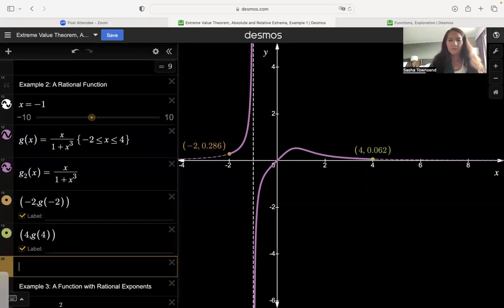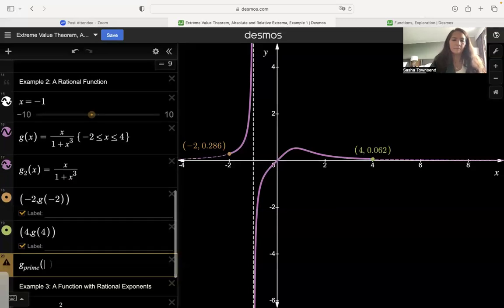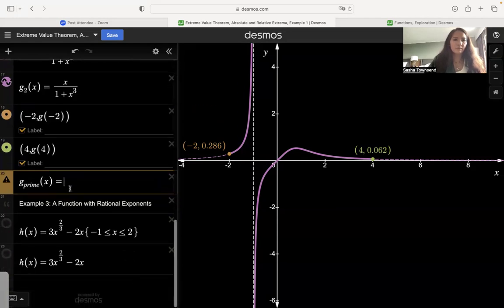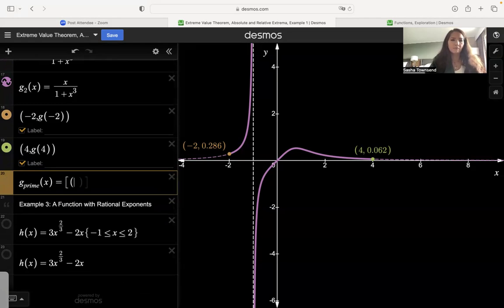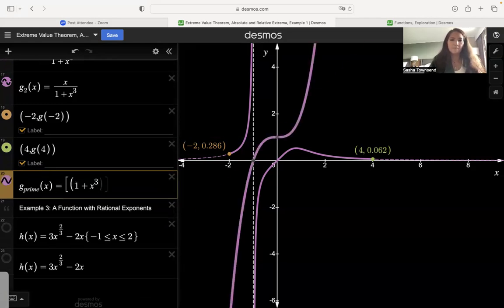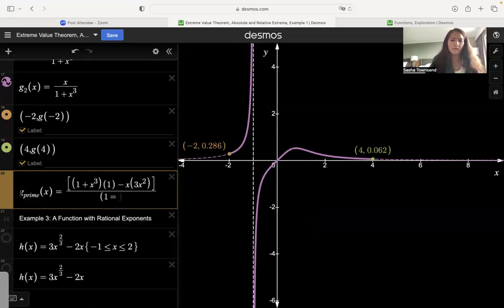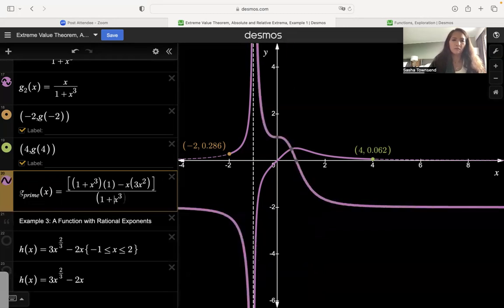In order to do that, we'll use our paper. We'll compute the derivative. Actually, we'll just type it. Let's type g prime. The derivative can be found using the quotient rule. Remember, the quotient rule says you have the bottom function, it's low d high. Low times d high, the derivative of the top function is 1, minus high, which is x, d low. The derivative of 1 is 0. The derivative of x cubed is 3x squared. All divided by low. So 1 plus x cubed, quantity squared.